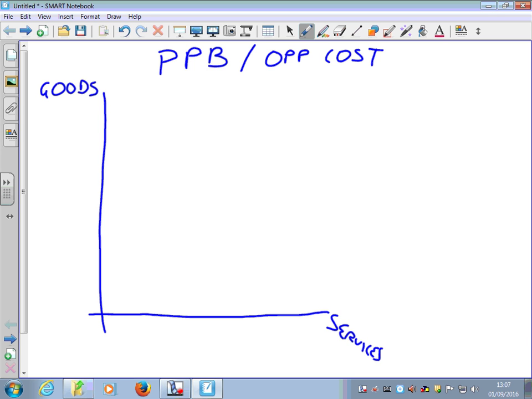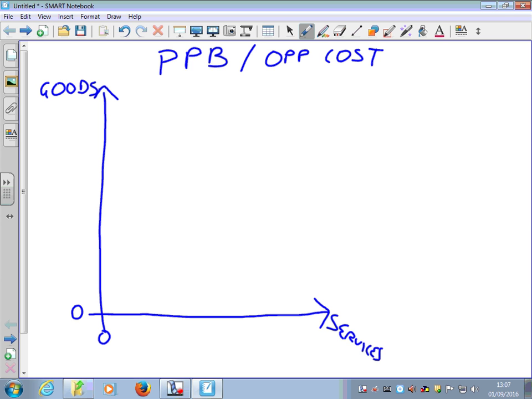Now the idea is the further I get away from 0, the more goods I'm producing. On the horizontal axis, the further away you get from 0, again, the more services that I'm producing. What we should remember is that there is a maximum output that a country can produce. It's what we call the factor endowment of the country. It will limit how much can be produced.